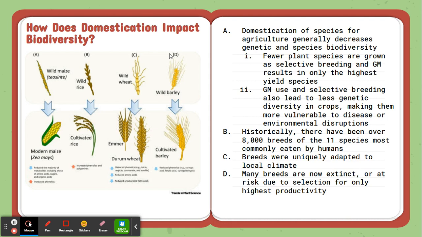Historically, there have been about 8,000 or so breeds of the 11 species most commonly eaten by humans, and you can see what they originally looked like, and over time, through so much selective breeding and modification, this is what we now have today. Many of those breeds that once existed are now obsolete. They are extinct because what we do now is only choose things that give us the highest productivity. And so we're lessening the genetic diversity, narrowing it down, and unfortunately making it harder and harder for those types of crops to adapt to climate change.